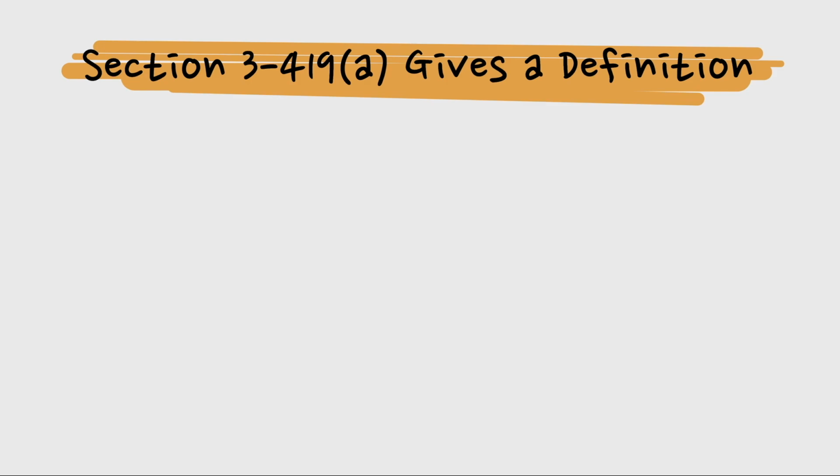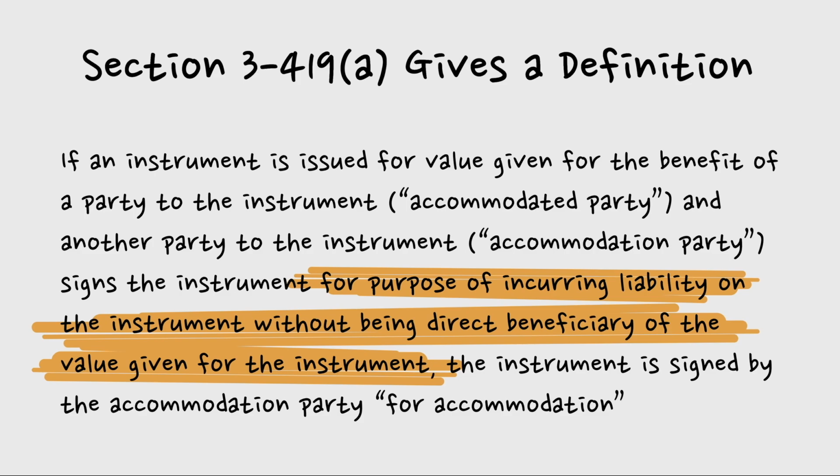And it's fairly lengthy, but it's not actually that complicated. Let's read it. It says, if an instrument is issued for value given for the benefit of a party to the instrument, the accommodated party, and another party to the instrument, the accommodation party, signs the instrument for the purpose of incurring liability on that instrument without being direct beneficiary of the value given for the instrument, the instrument is signed by the accommodation party for accommodation.